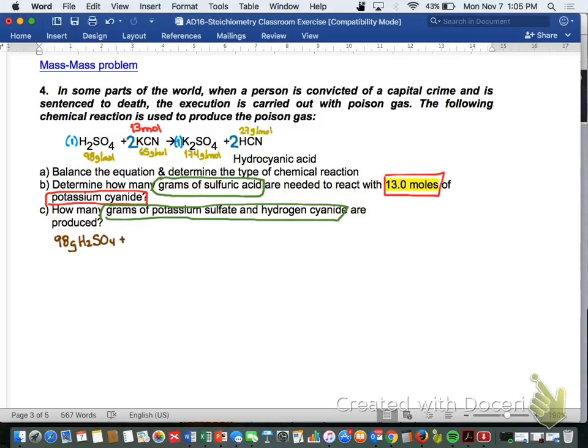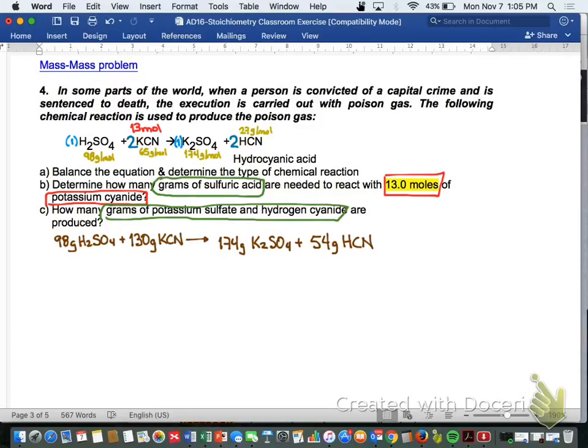react with 130 grams of potassium cyanide to produce 174 grams of potassium sulfate and 54 grams, 27 times 2? Is it clear that those numbers come from multiplying the molar masses by the number of moles in the balanced reaction? Yes. Pablo Emilio? Yes. Yes? Okay.